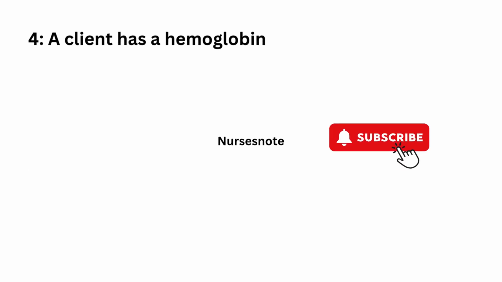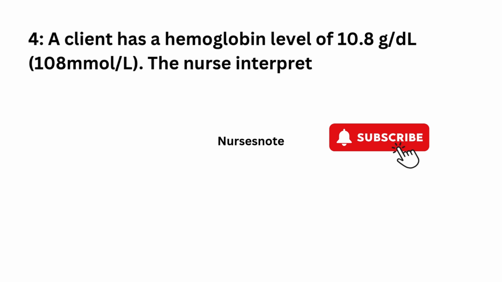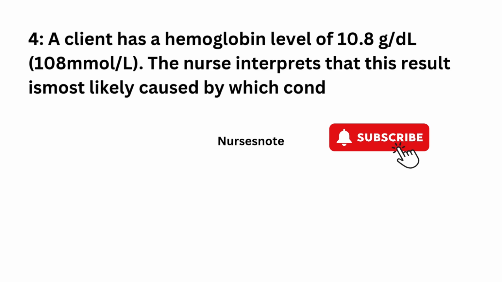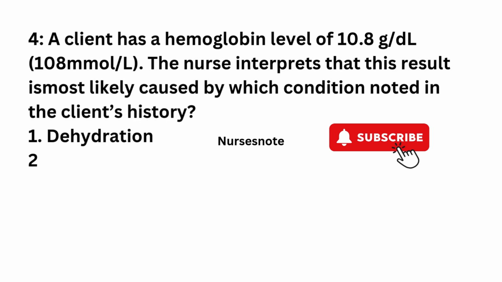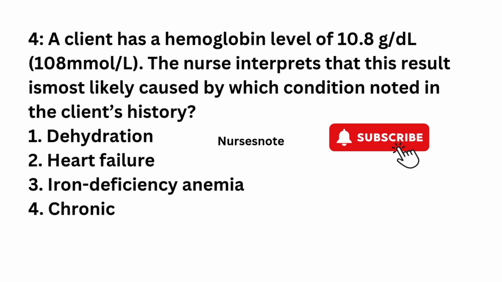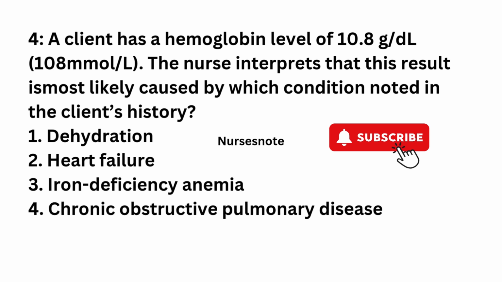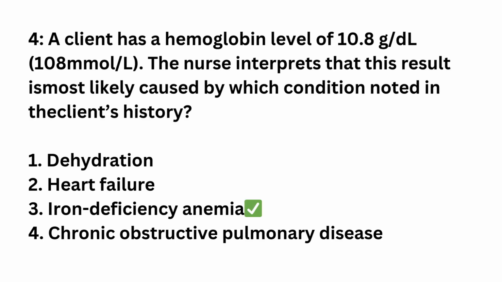A client has a hemoglobin level of 10.8 grams per deciliter. The nurse interprets that this result is most likely caused by which condition noted in the client's history. 1. Dehydration. 2. Heart failure. 3. Iron deficiency anemia. 4. Chronic obstructive pulmonary disease.